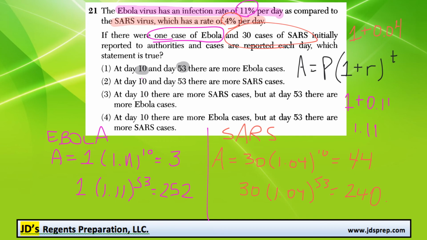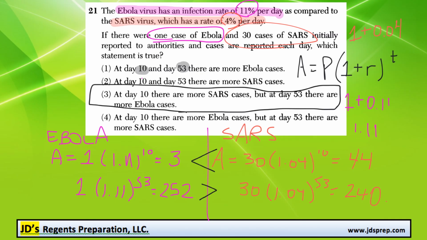Okay. So comparing the two, after 10 days, it looks like SARS has the greater amount. And after 53 days, it's the opposite. Ebola has a greater amount. So the correct solution is that at day 10, there are more SARS cases, but at day 53, there are more Ebola cases. So option number 3.